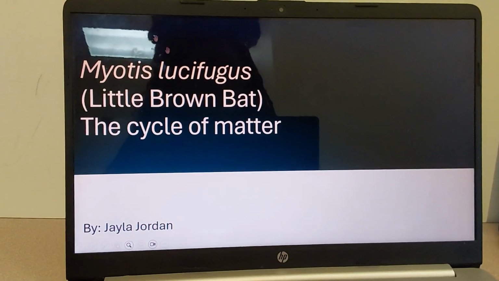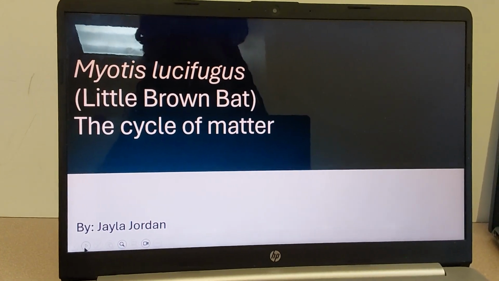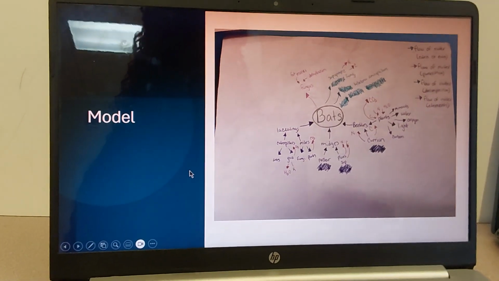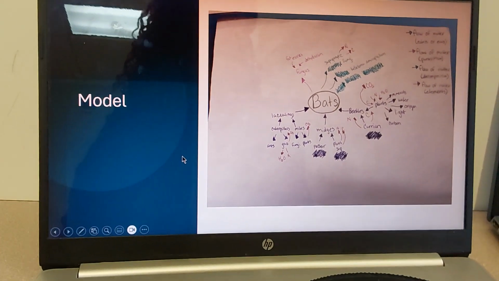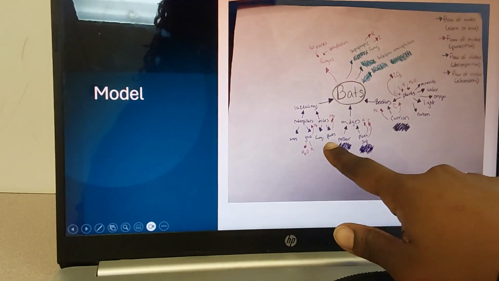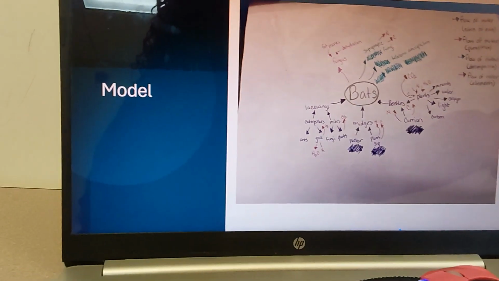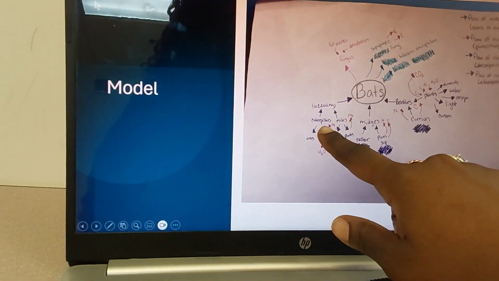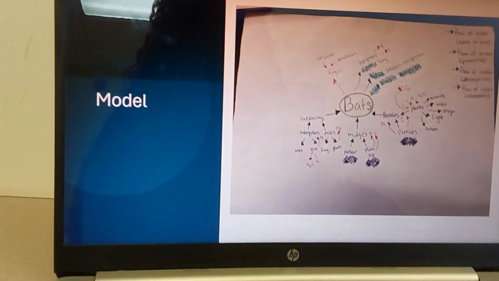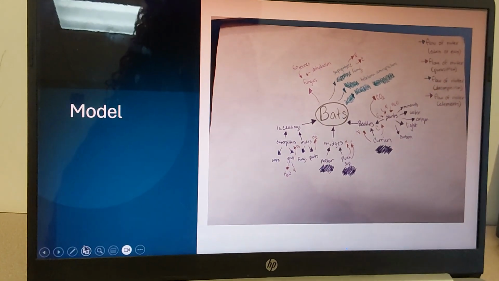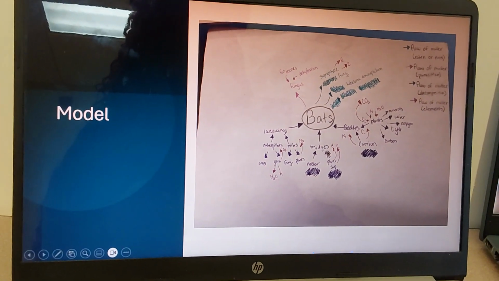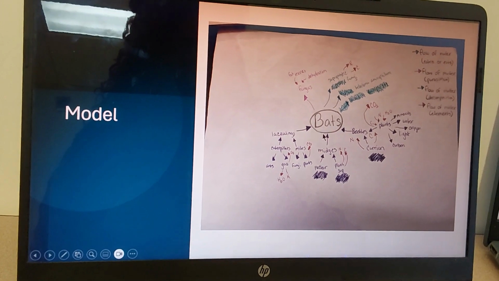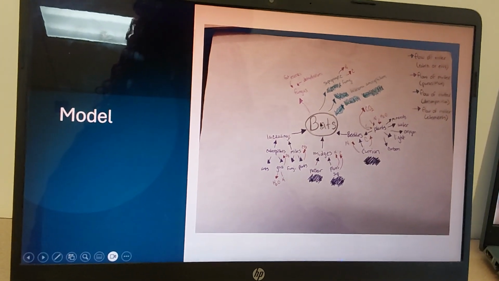Okay, so this is the life cycle of little brown bats. As you can see the model, we have our producers, which are our ants, grass, fungi. Then you can see our primary, which is our caterpillars, our mites, our midges, and then you also see the secondary, which is the lacewing, the midges, and the beetles. You also see our tertiary, which is the little brown bats.